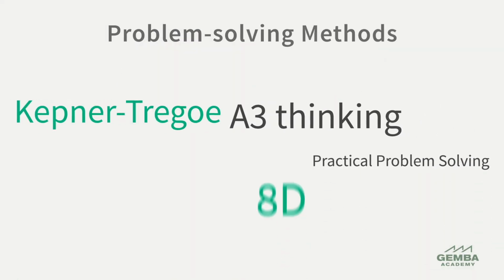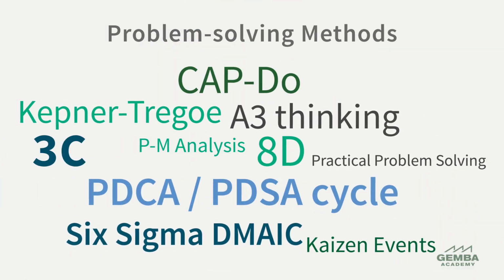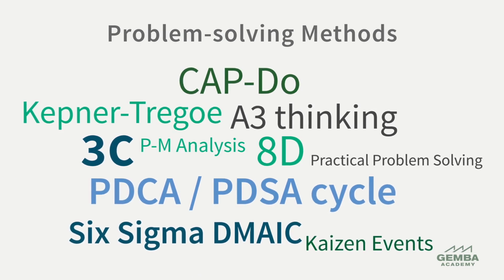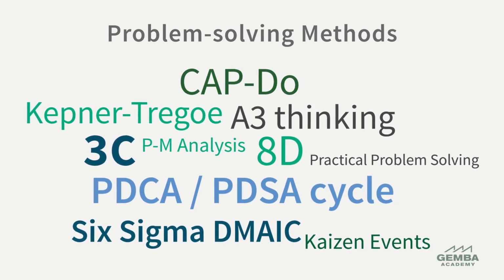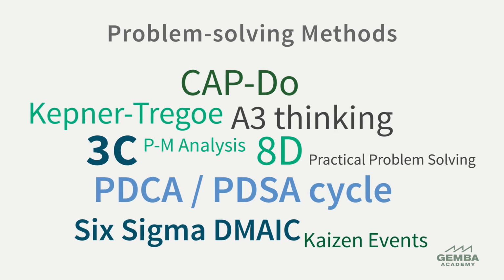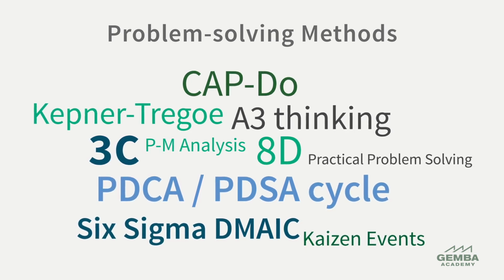In the continuous improvement body of knowledge, there are many problem-solving methods we can choose from. Examples include A3 thinking, practical problem solving, Kepner-Tregoe, 8D, Kaizen events, Six Sigma DMAIC, and the PDCA cycle. These share many common tools and thought processes, but are adapted to different use cases.